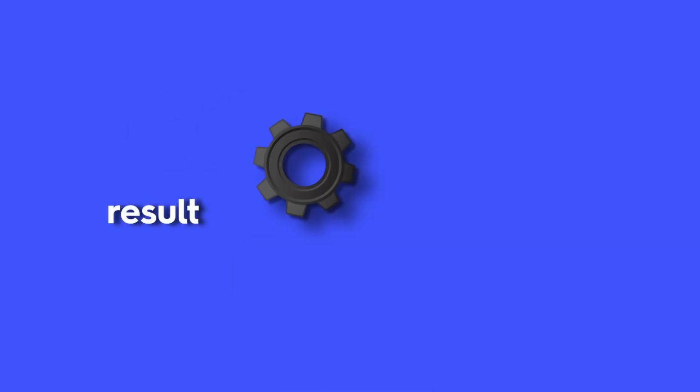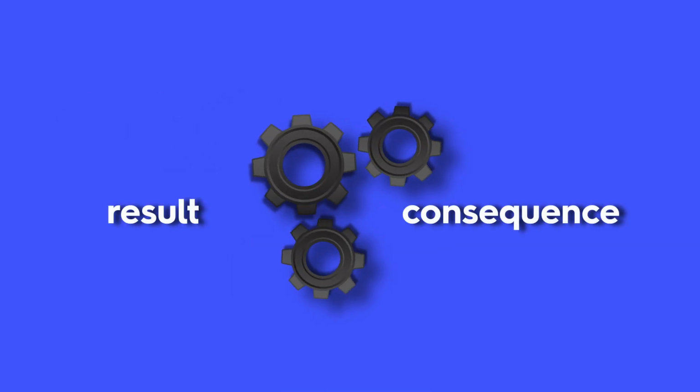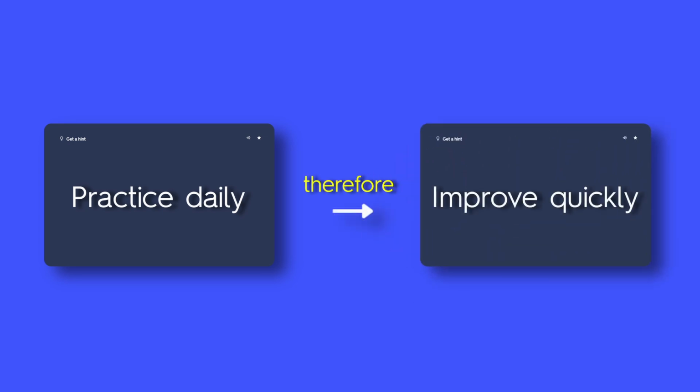Now, let's talk about cause and effect. When you need to show the result or consequence of something, words like therefore, as a result, and consequently are perfect. For example, he practiced daily, therefore, he improved quickly.